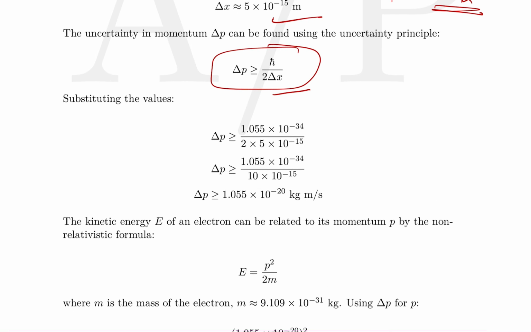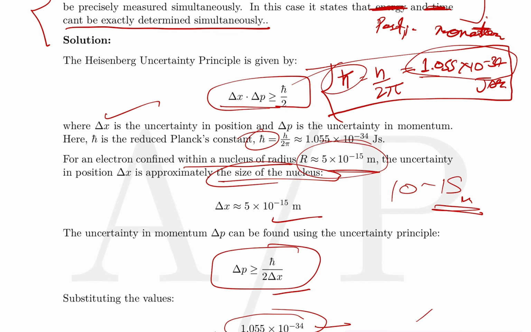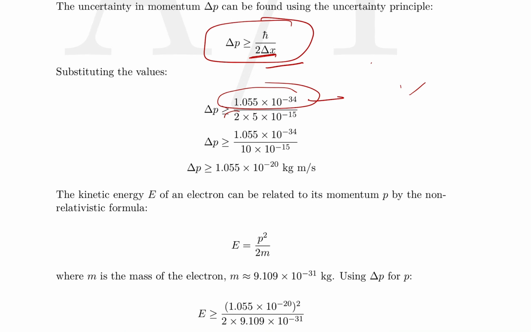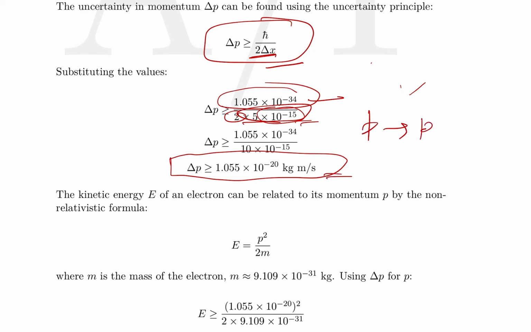delta p is greater than or equal to 1.055 into 10 raised to the power minus 34, as we found the value of h cut, upon 2 delta x, where delta x is again the radius of the nucleus, of the order of 10 raised to the power minus 15. We calculated it and we get 1.055 into 10 raised to the power minus 20 kg meter per second. The unit of momentum is kg meter per second. How does it come? I hope we all know this. Momentum is mass into velocity, kg meter per second.